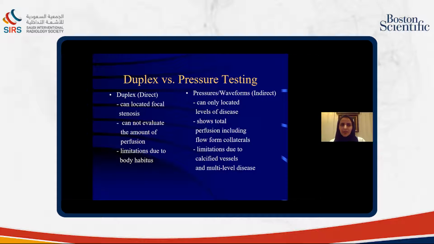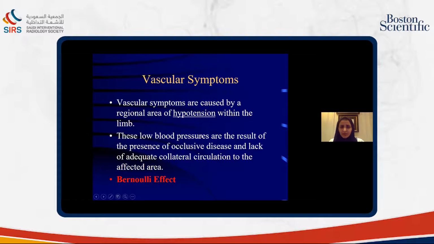Also, the duplex scan is limited due to body habitus. The limitation of pressure testing is due to calcified vessels and multi-level disease. Especially for a diabetic patient, who may have calcified vessels, it's very difficult to occlude the vessels and do our test. So this is the limitation of the machine or the test.